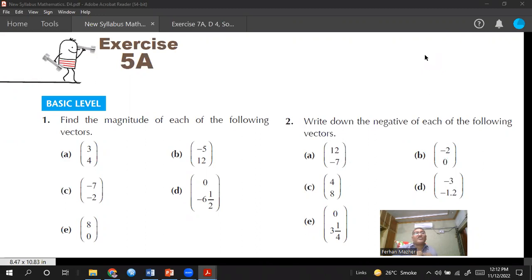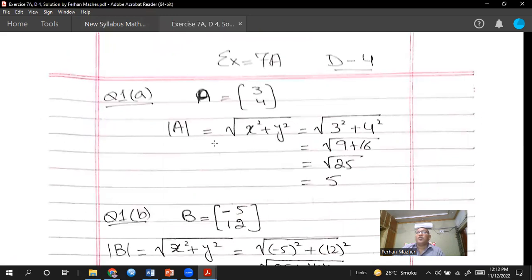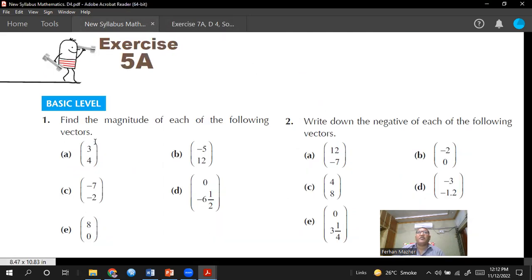So the first question, the column vectors are given. In this, the upper number represents the x and the lower represents the y component of a vector. In the first question, we have to find the magnitude of the vector, and let's start. The formula for the magnitude of a vector is the square root of x square plus y square. So the first question, we have 3 and 4.